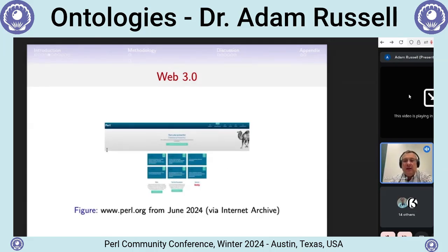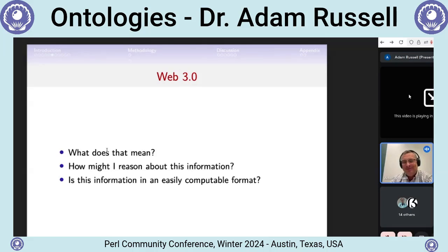So here is the current state of this as of the last Perl conference in the summer. I haven't changed the slide since then. But what does that information mean, right? How might you reason, right? And so that idea of meaning, semantics, and that idea of reasoning are really key to this work, right? So two key concepts. And how can we present this information in a so-called computable format, right?